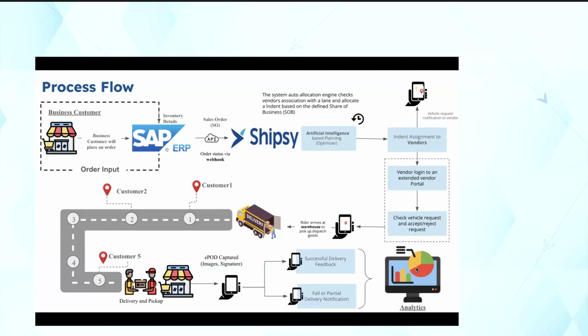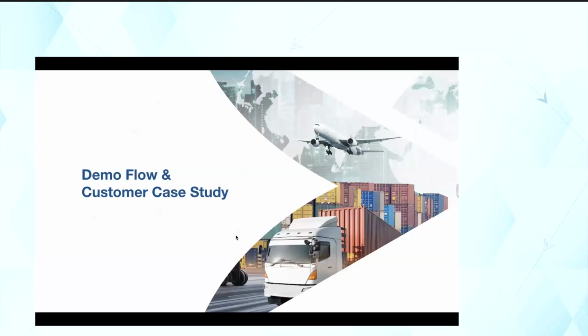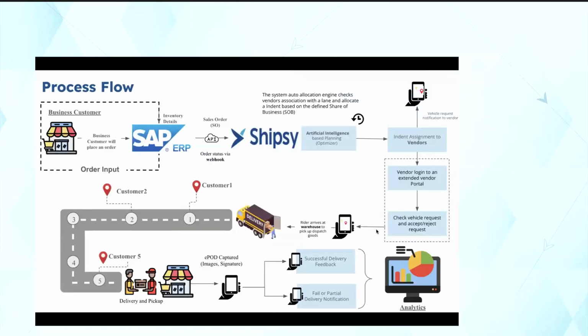Once they accept the request, there are certain details they need to provide. Since it's a market vehicle, we are not aware of who the rider is, which vehicle is supposed to come, and what the rider's mobile number is. These are the mandatory fields they provide as an acknowledgement of the indent. Once the indent has been acknowledged with the specific details, the rider will reach the warehouse with the vehicle, and the loading will happen.